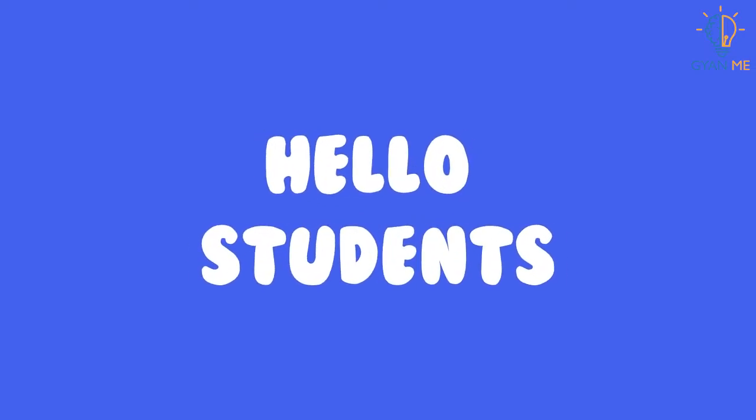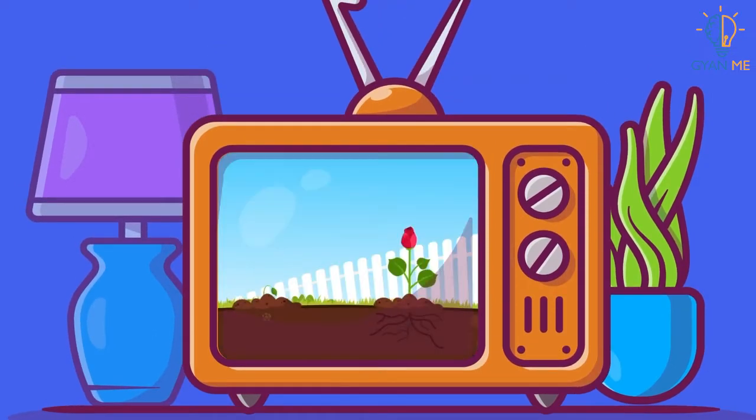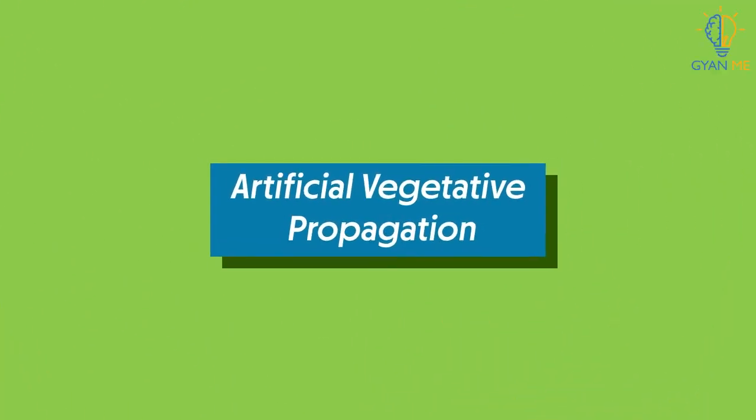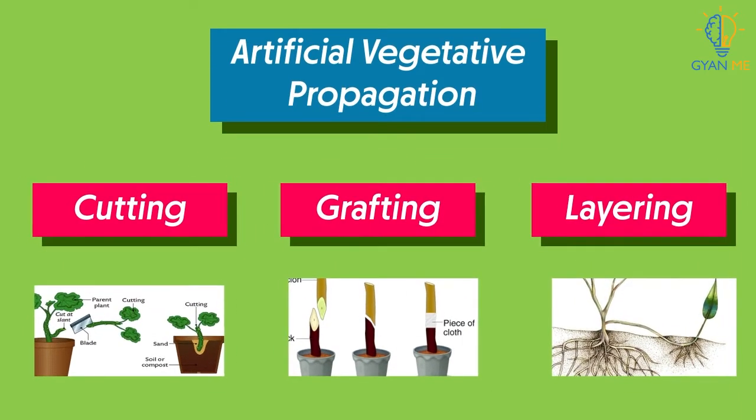Hello students! In our previous video, we learned about the natural form of vegetative propagation in plants. Today, let us see artificial vegetative propagation in them. That too, cutting as a method of vegetative propagation.